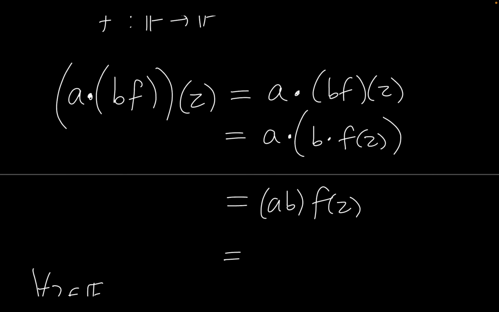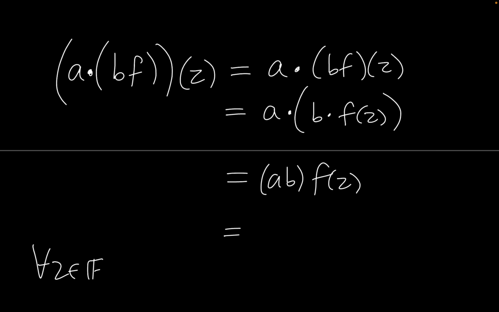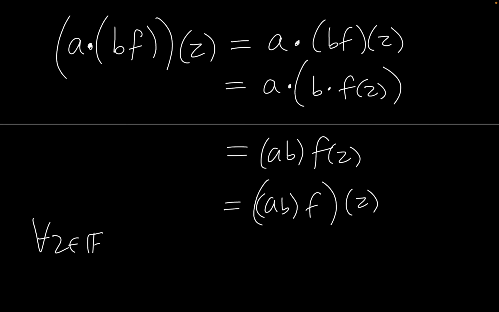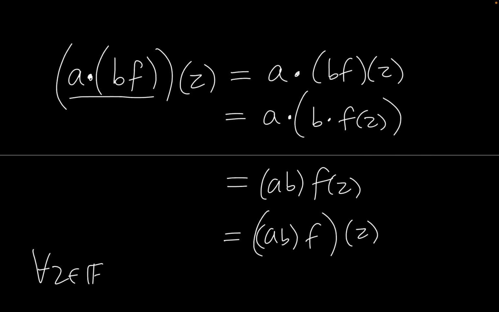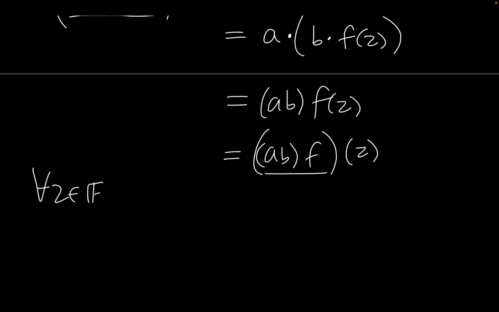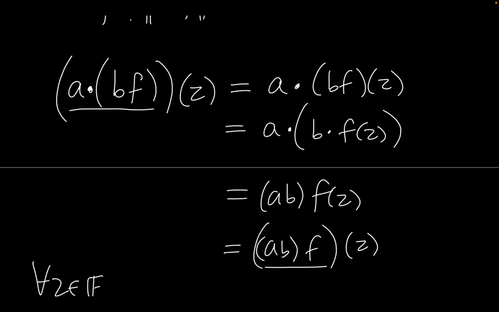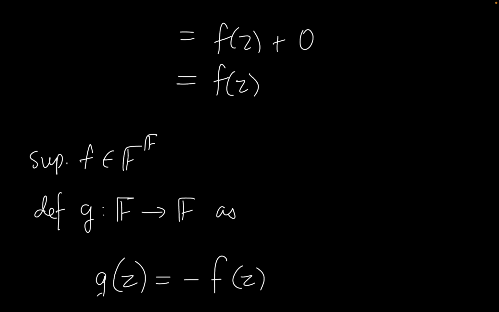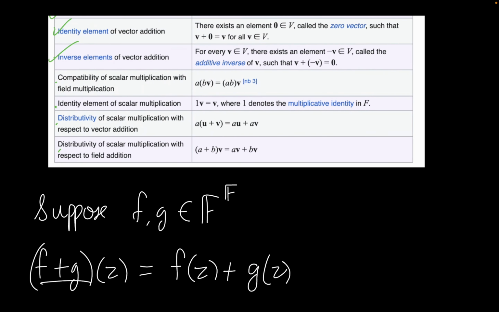And again, we use the definition of scalar multiplication that we defined. So this will become ab times f, all of this acting on z. And if you notice, a times bf is equal to ab times f, which is what we wanted. So these two functions agree on every single input. Five properties done, three to go.